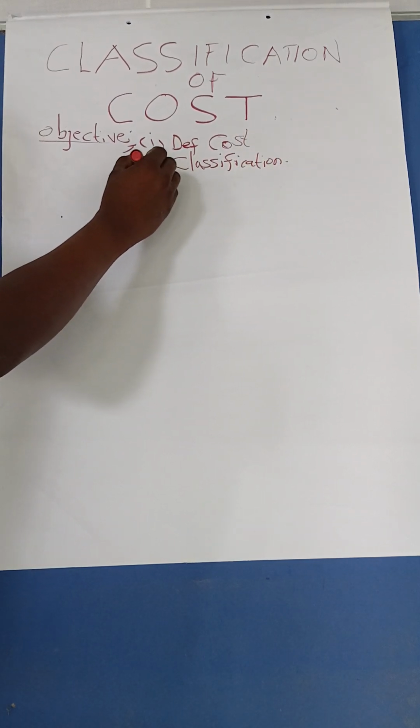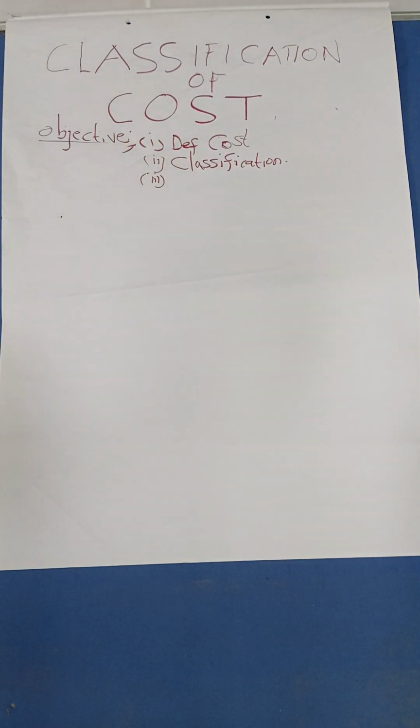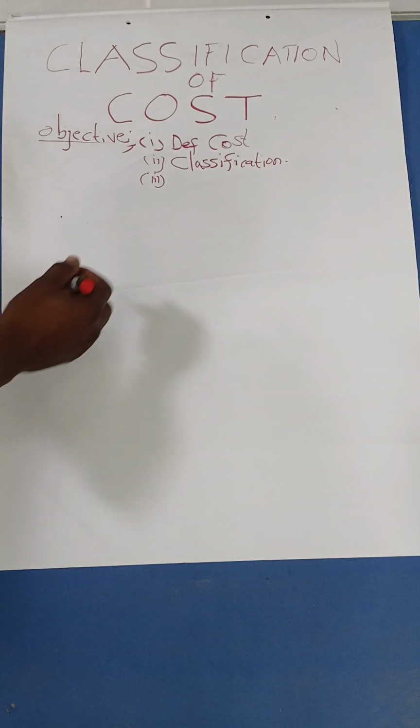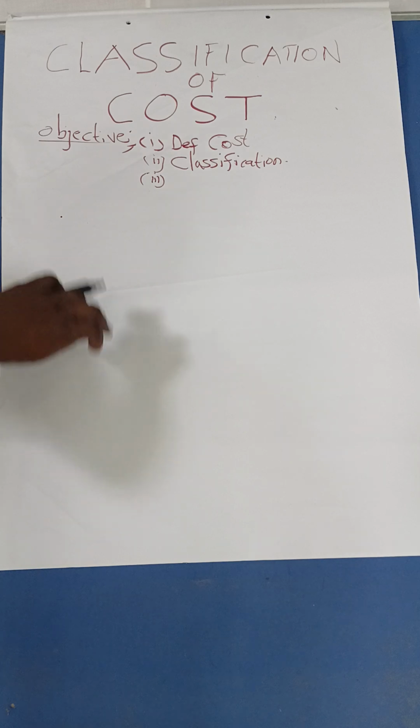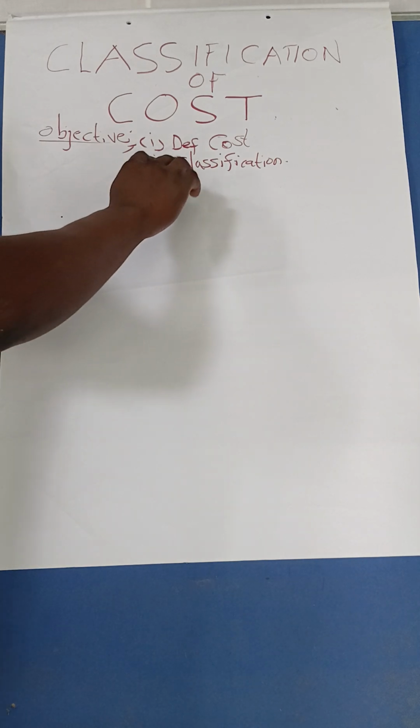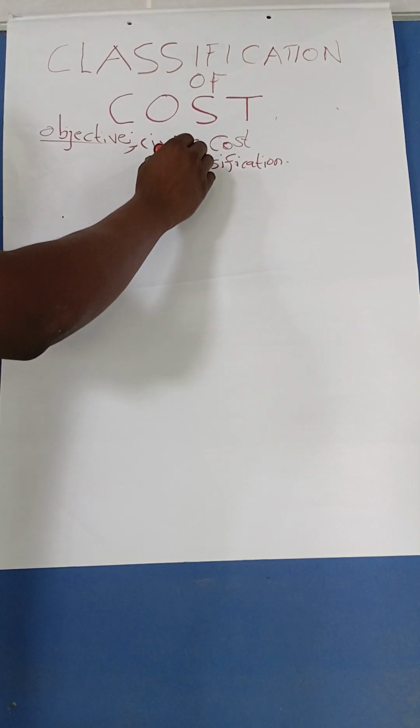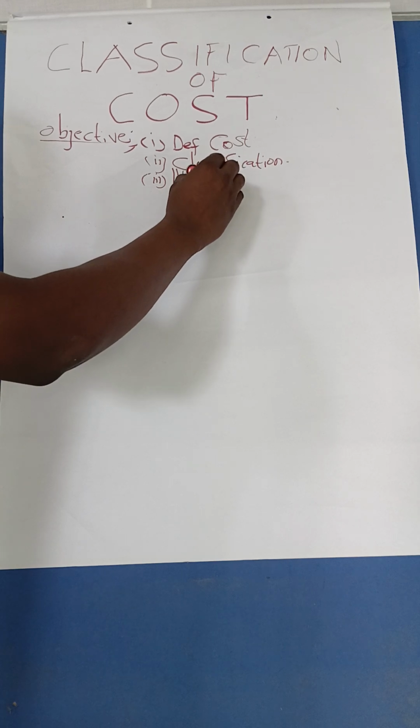Then three, we must be able to illustrate and group various costs, how costs are classified in various classifications. So we are going to look into how they are classified. Classification of cost will lie under that. Then we'll also be able to illustrate this classification of cost using diagrams.